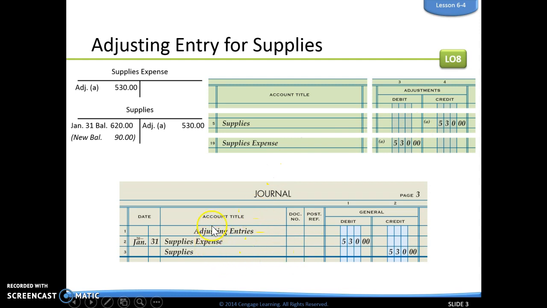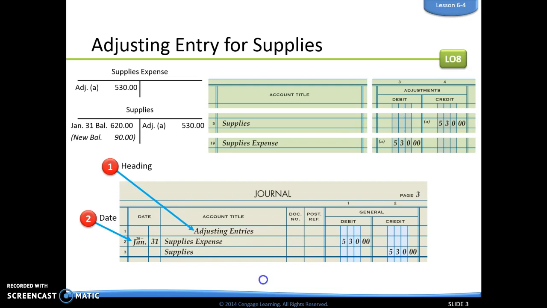Now, something different here is that we're going to have this label called our adjusting entries. The reason that we're going to have that is because we're not going to have source documents for these adjusting entries. So we're going to label them as adjusting so we know what they are. Okay, and then it's just like a normal journal entry.